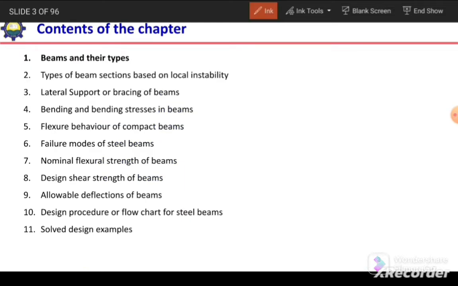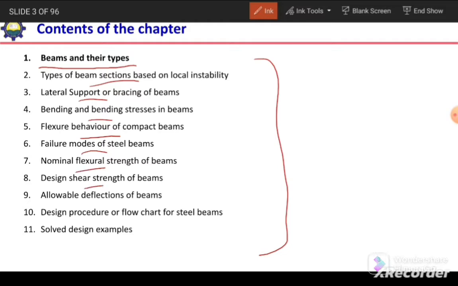If we talk about the content of this chapter, we have a large number of topics that will be covered. In this video, we are going to cover beams and their types. The remaining topics are the type of section, lateral supports, bending stresses and bending behavior of compact members, failure modes, nominal strength, design shear, deflection, procedure for the design of beam, and the solved examples that will be covered in the next videos. So in this video, we will cover this first topic.